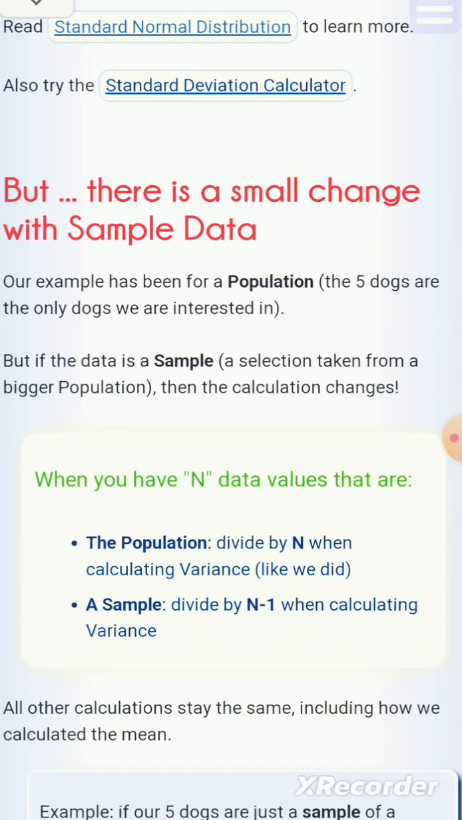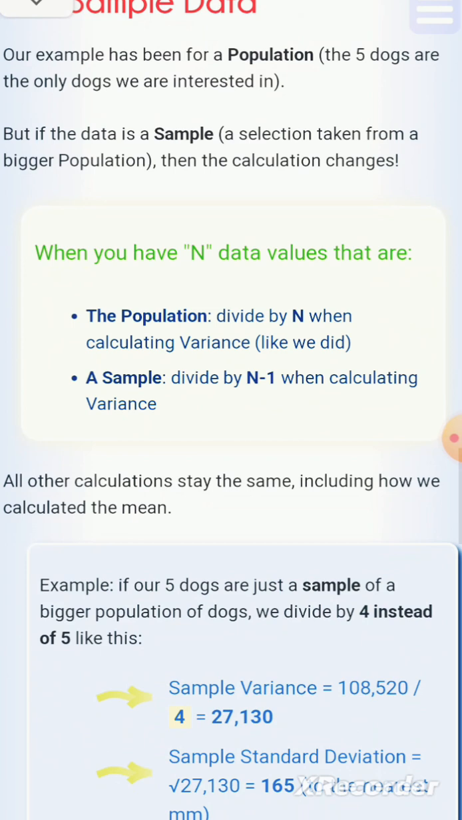When you have n data values that are the population, you're going to divide by n when you're calculating the variance, just like we did in our example. However, if you have n data values that are a sample of a population, you're going to divide by n minus 1 when calculating the variance. All of the other calculations, of course, will stay the same.